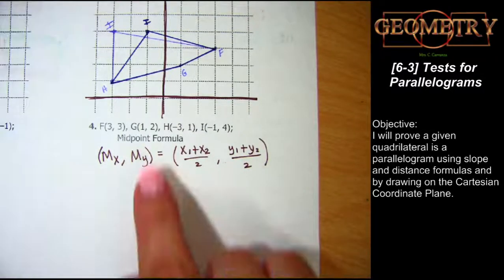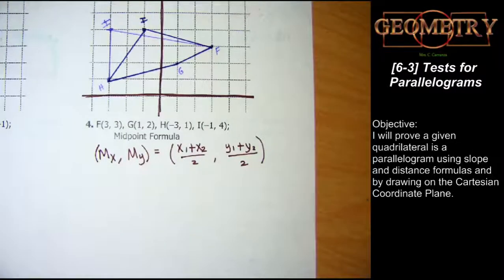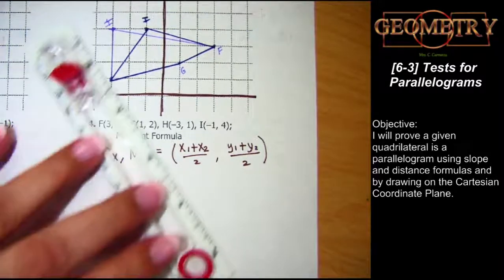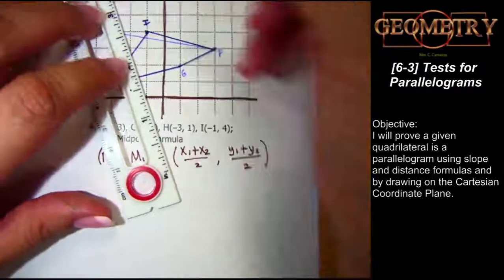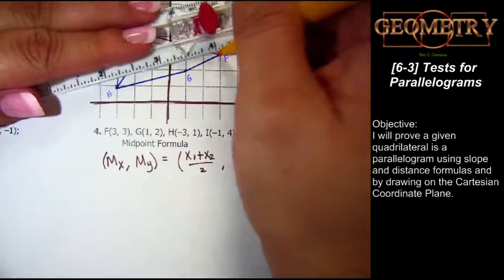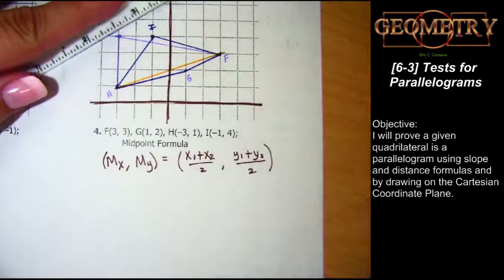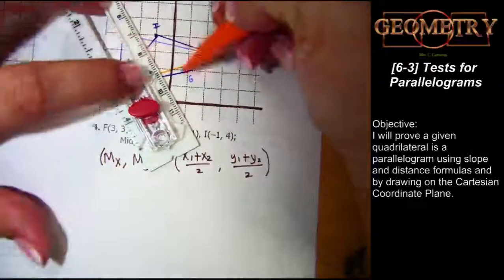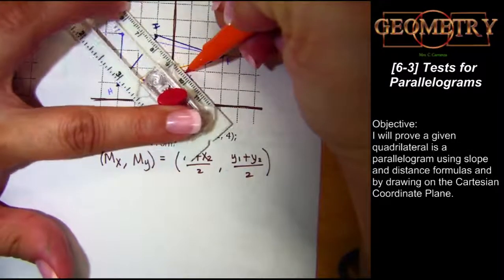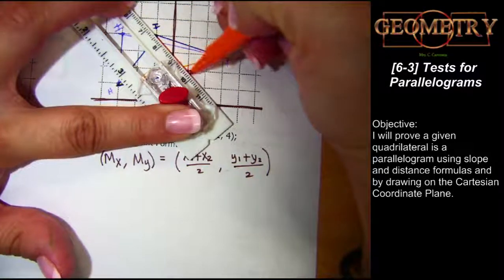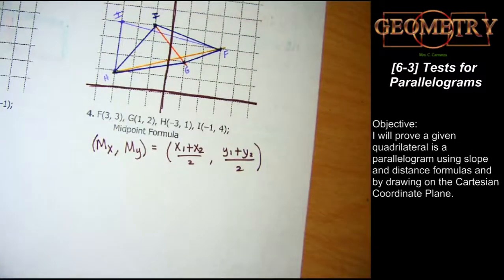But what we need to do using midpoint formula is remember that one of our conditions is that diagonals bisect each other. This means that the midpoints between the two diagonals are in the same location. Okay? So I'm going to figure out what my diagonals are. My diagonals are going to be F and H. So there's one diagonal. And then the other diagonal is going to be G and I. All right, so those are my diagonals.